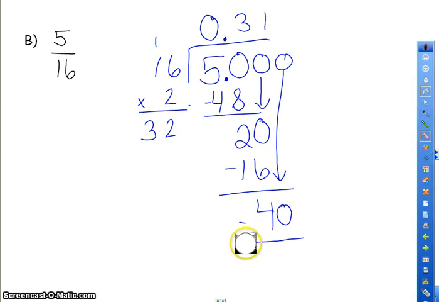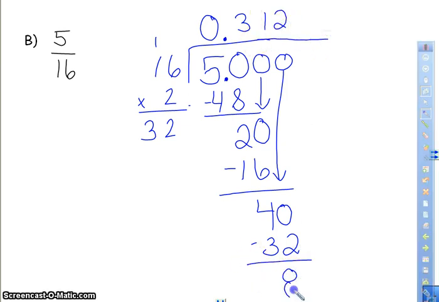Oops, had that a little too soon. So I'm going to subtract 32 this time and put my 2 above. Extend this line out, and I get 8. Add a 0 and bring it down.